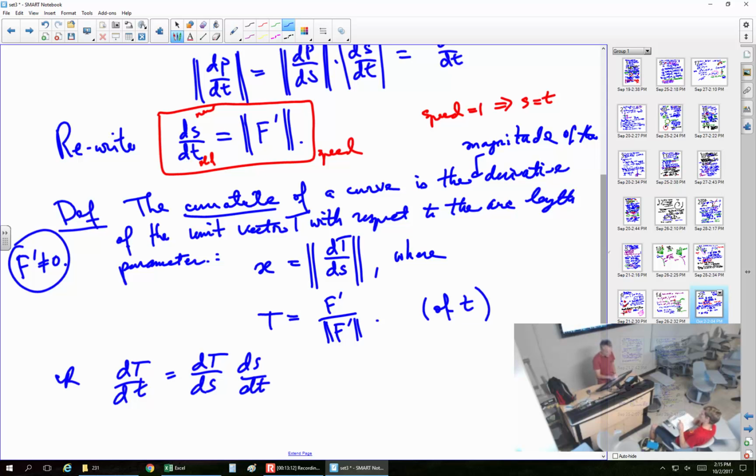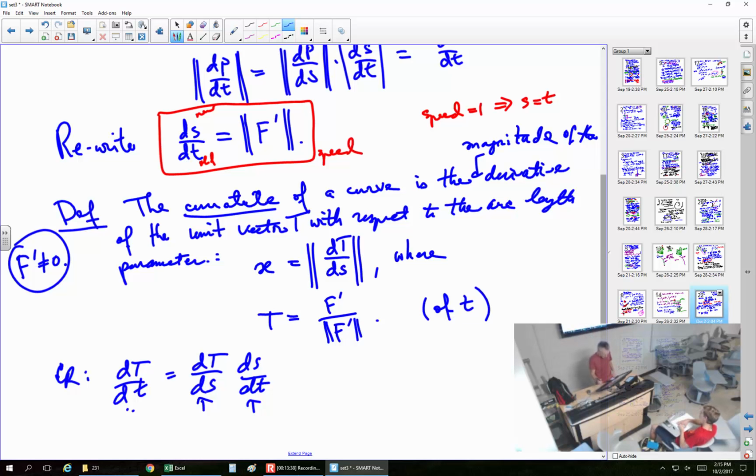From the chain rule. Okay, and this is the term we're after. That's the curvature. If we take the magnitude, it's going to be our curvature. This we know from over there. Okay, and then this was better. The point is to express everything in this term because this is the unit vector in terms of t.